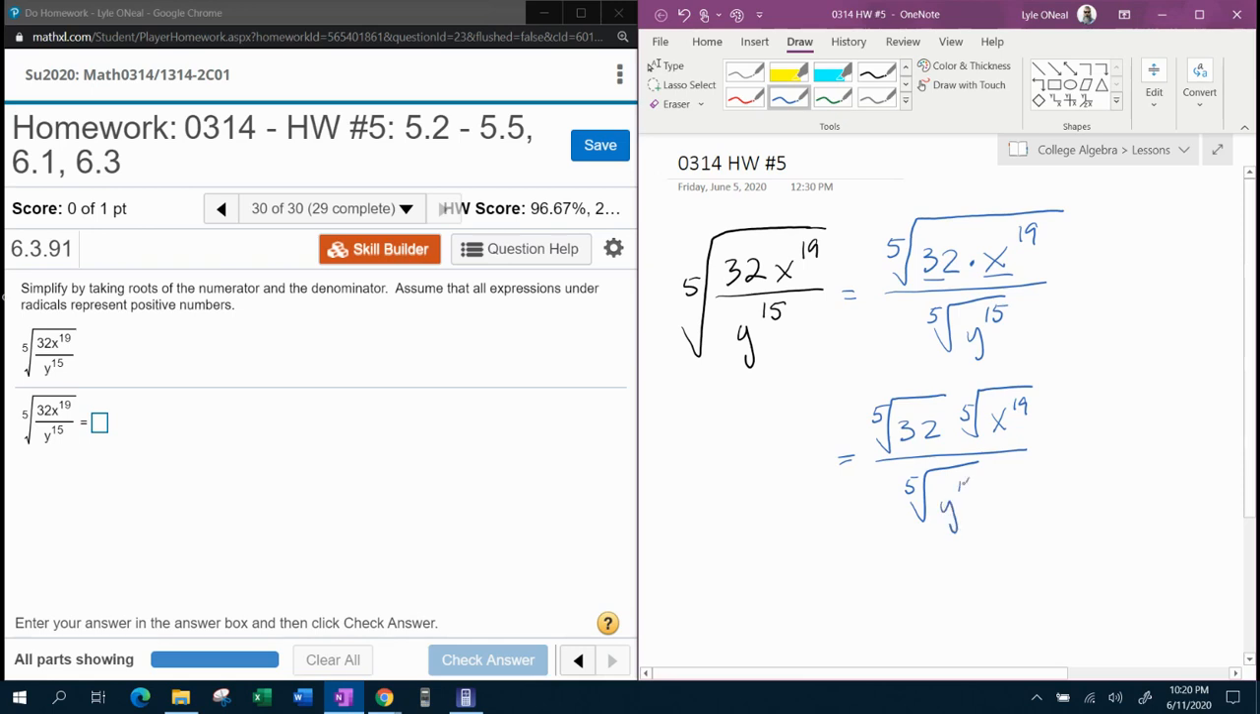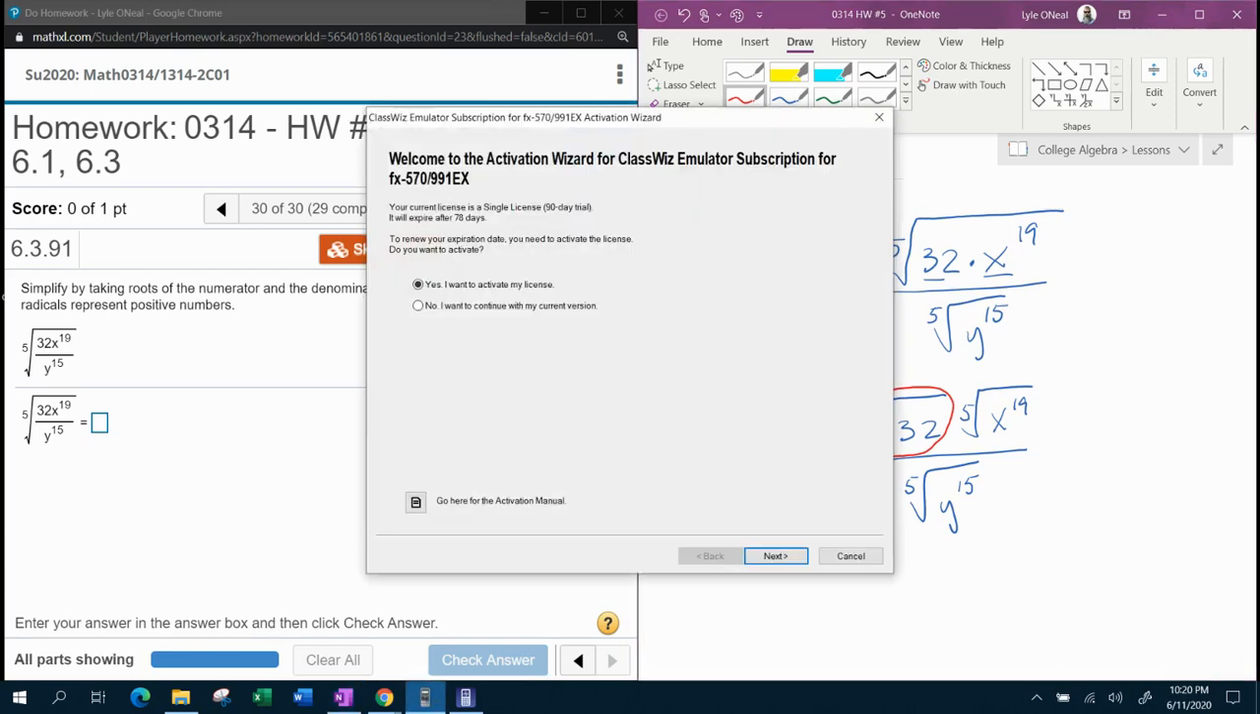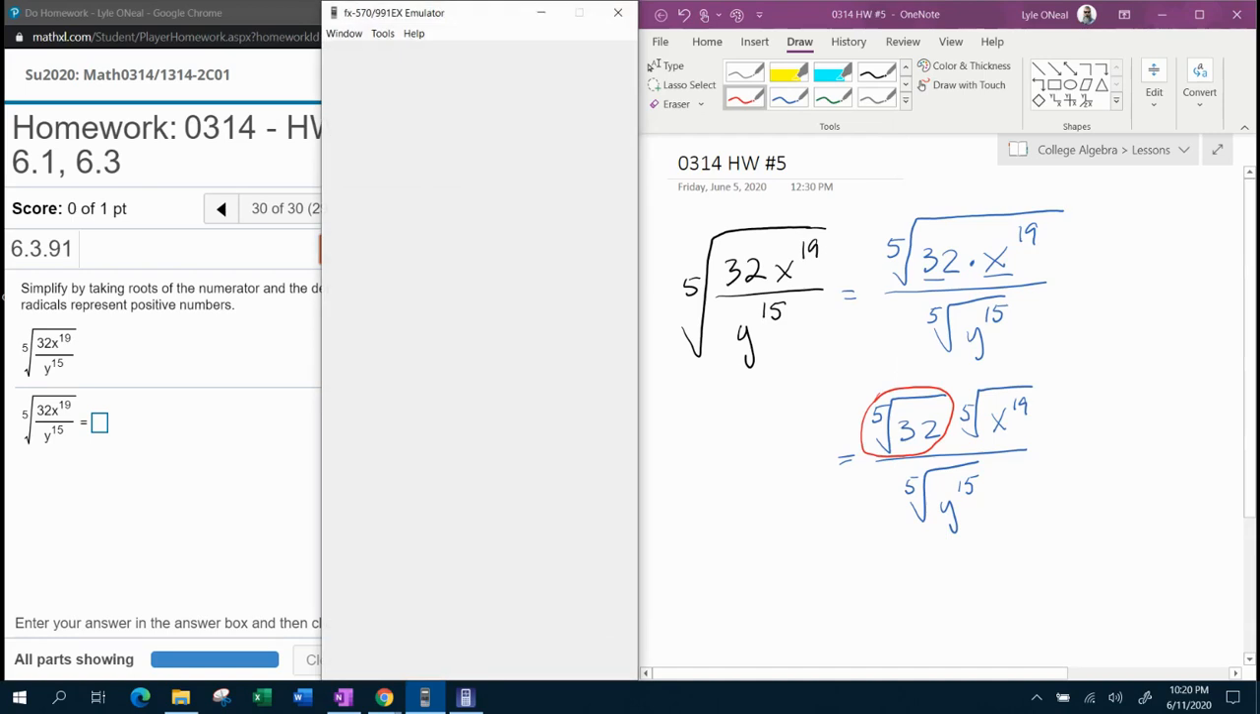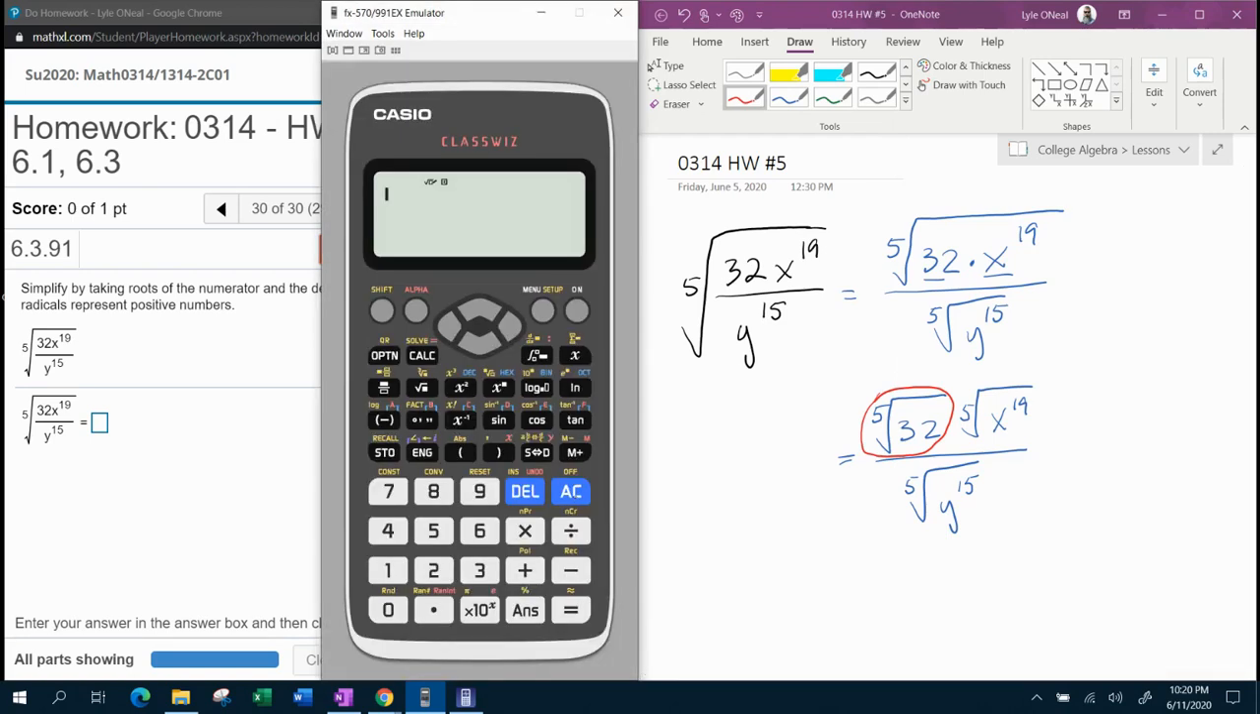And so what I can do here is I can actually do the fifth root of each one of those pieces separately. And if you notice, what I've done here is I've broken off a piece that I can do electronically. The calculator, the Casio ClassWiz, has the ability to do a fifth root. If we hit Shift and X to the whatever power, I can fill in the index with 5 and the radicand with 32. And we can see the fifth root of 32 is 2. Okay, so that's going to simplify nicely. The fifth root of 32 is 2.